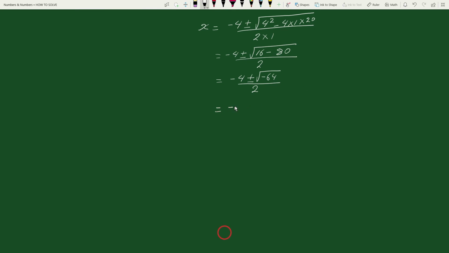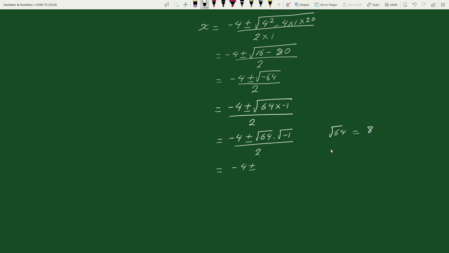This equals minus 4 plus minus square root of 64 times minus 1 by 2, which can be written as square root of 64 times square root of minus 1 by 2. Now square root of 64 equals 8, and we write square root of minus 1 equals i. So we can write this as 8i by 2.